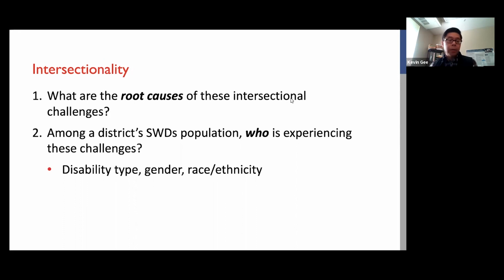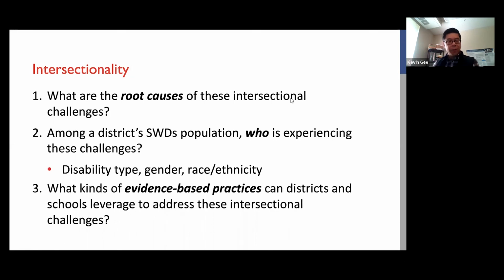And we can not only look at this question by disability type, but this can also play out by gender as well as race and ethnicity. And then finally, I think it's important that we also think about evidence-based practices. So what are the evidence-based practices that districts and schools can leverage to address some of these intersectional challenges?